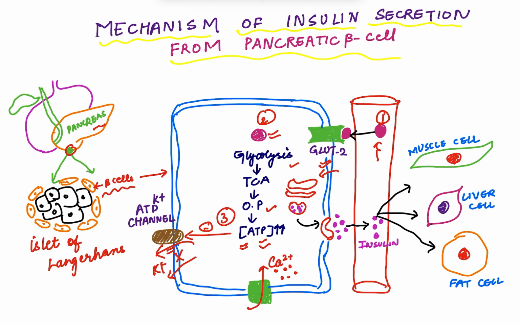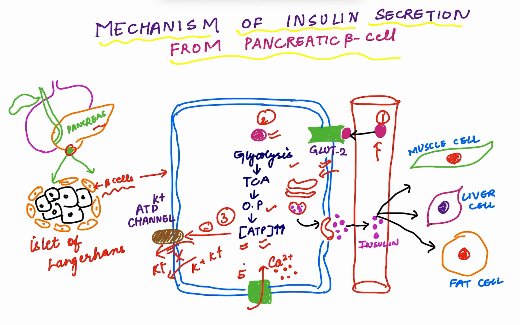In step 4, the cell membrane becomes depolarized. Since potassium is trapped inside the cell, the electrical charge across the membrane changes. The inside of the beta cell becomes less negative, and this change is called depolarization. You can think of depolarization as switching on the electrical signal of the cell.